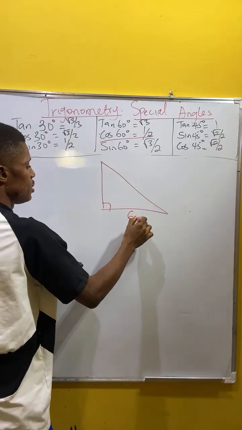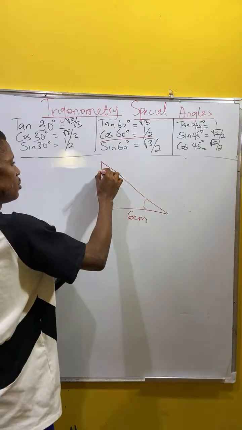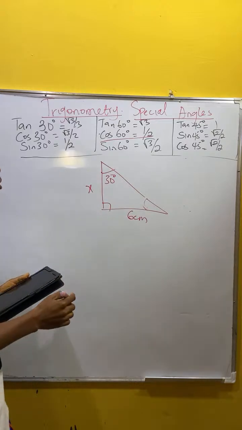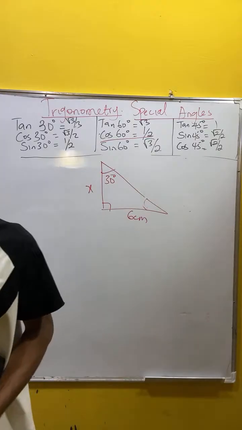So I have here to be 6 cm, I have here to be 30 degrees, and I have here to be x. Okay, so in this question now, we'll try to find the value of x.